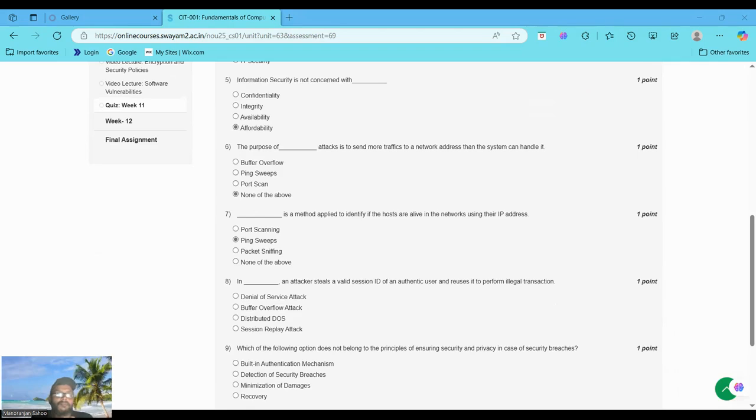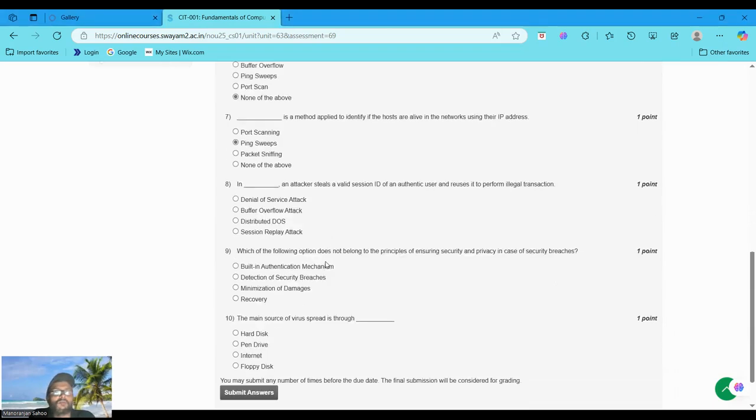And none of this, that is incorrect. Ping sweep is the correct method. That's why I choose 7 option B, ping sweeps. Okay, ping sweeps. Moving to question number 8.